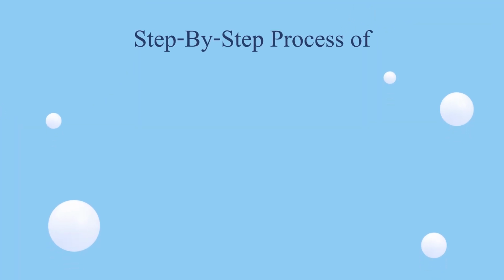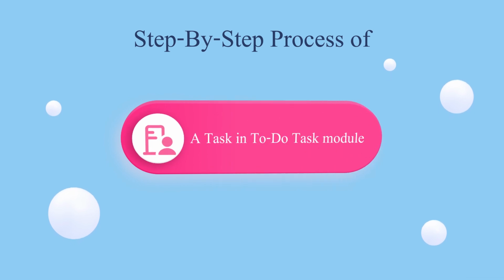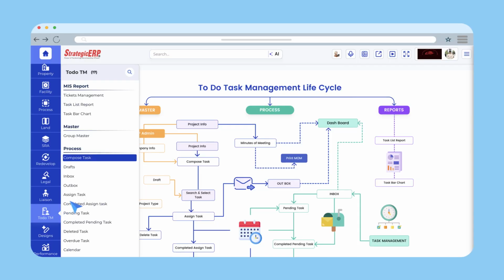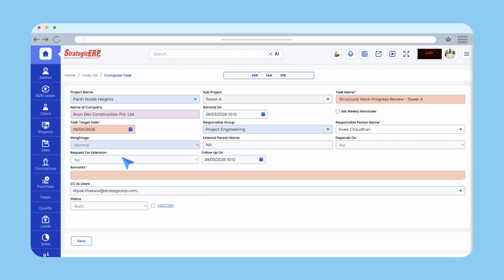Let us understand the step-by-step process of how to compose a task in the To-Do Task module in Strategic ERP. Navigate to the Compose Task form under the To-Do Task Management module. This form allows users to create and manage project-related tasks.